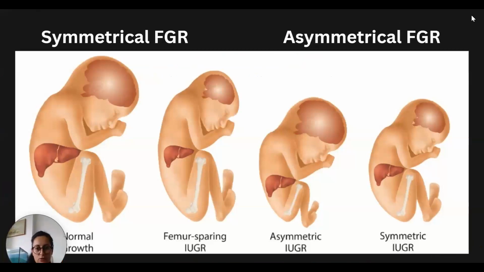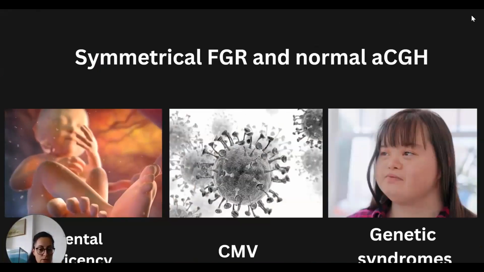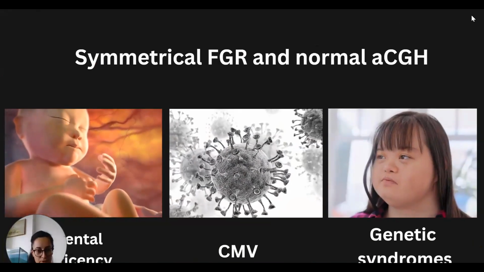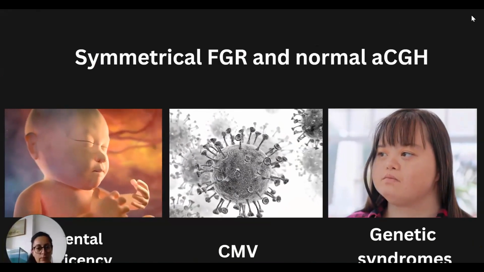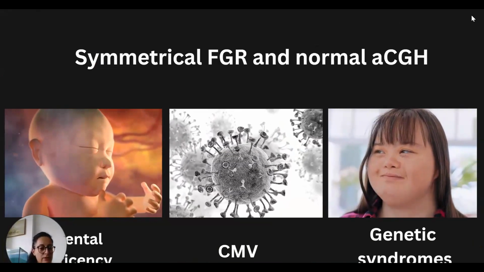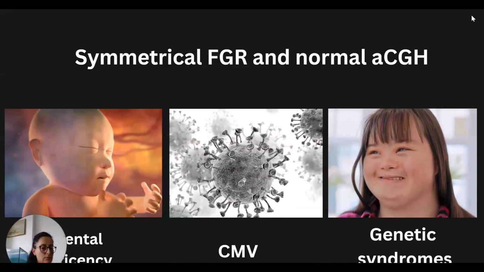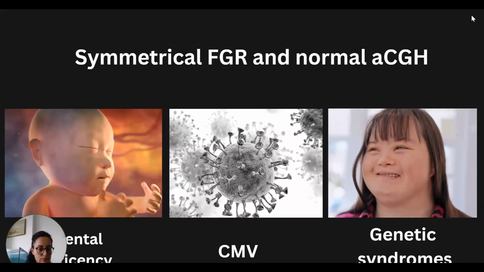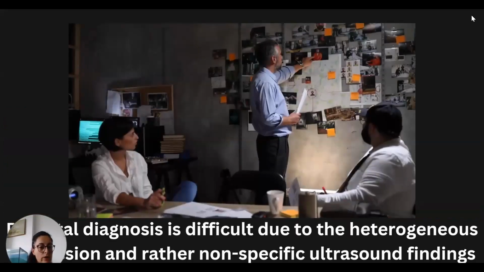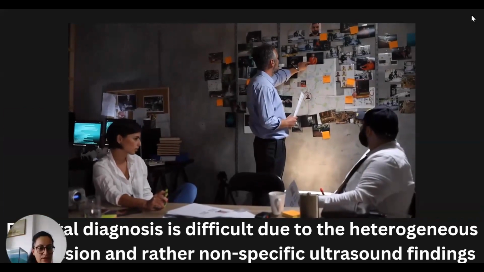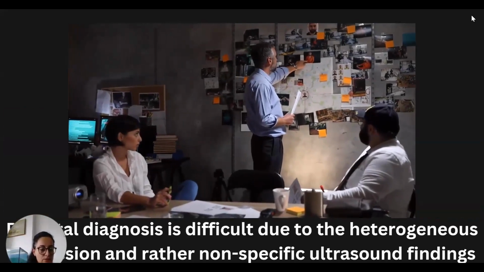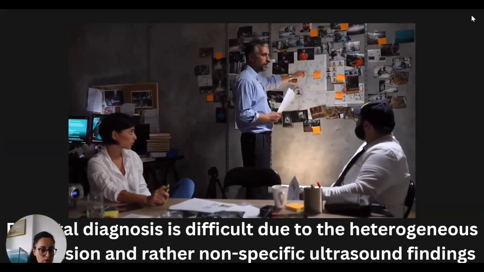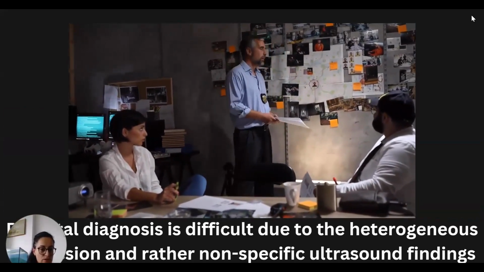And now let me give you different scenarios with symmetrical and asymmetrical fetal growth restriction and how the clinical picture could lead us to the diagnosis. Symmetrical fetal growth restriction and normal microarray. It can be either placental insufficiency, infection, or genetic syndromes. We are like detectives. Prenatal diagnosis is difficult due to the heterogeneous expression and rather non-specific ultrasound findings.